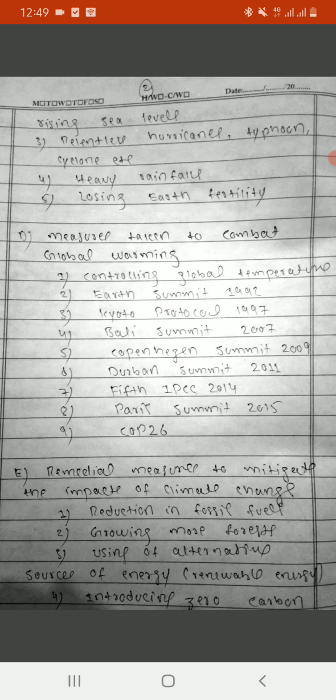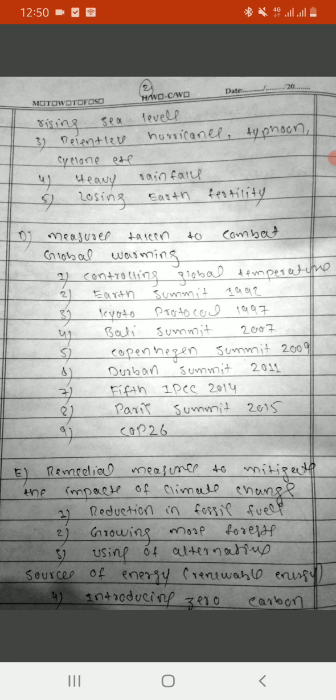So it's also one of the reasons. The glaciers, particularly the Arctic and Antarctic glaciers, are melting down, and the sea level is rising significantly. Then the relentless hurricanes, typhoons and cyclones that are witnessed, particularly in South America in the oceans. These factors are witnessed, and particularly climate change is responsible for them. The heavy rainfalls and losing earth fertility. These are the implications, the repercussions, and we can see the negative impacts of climate change on our earth.